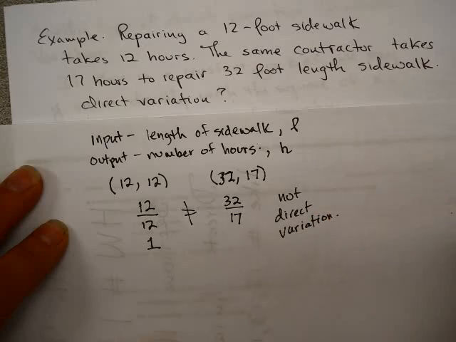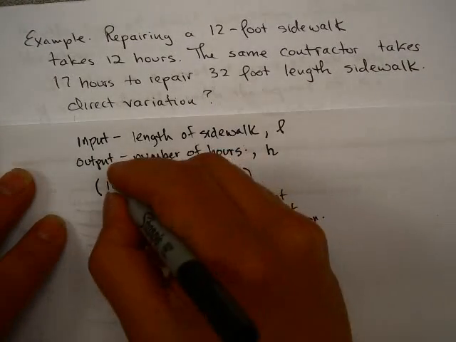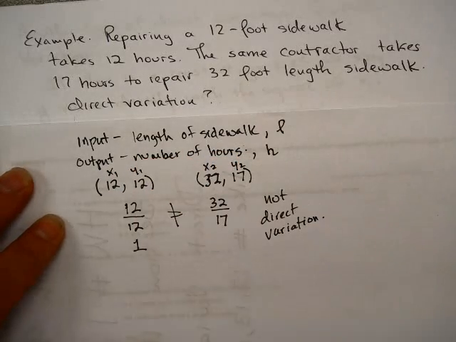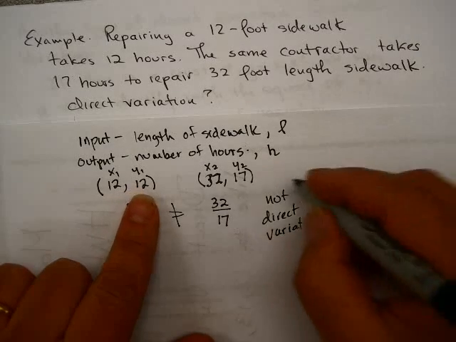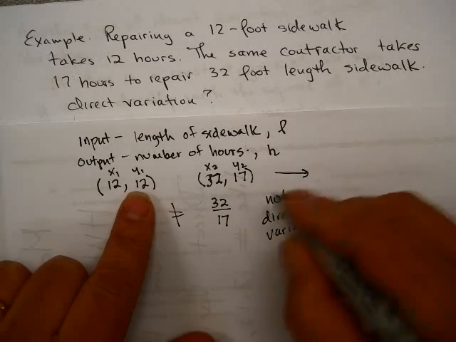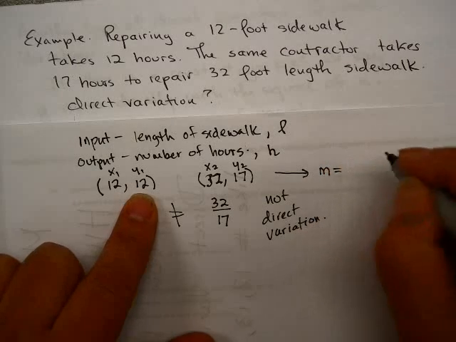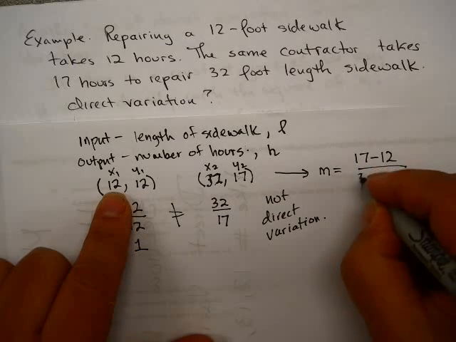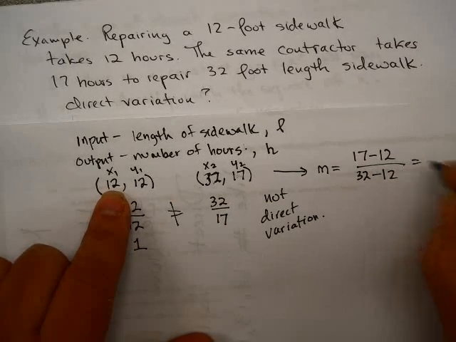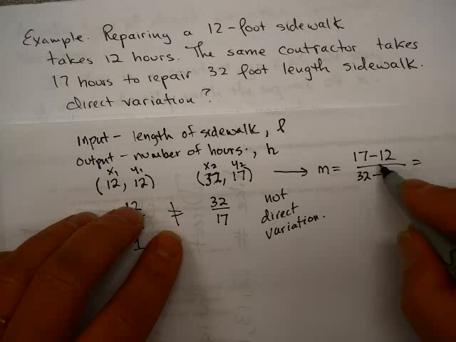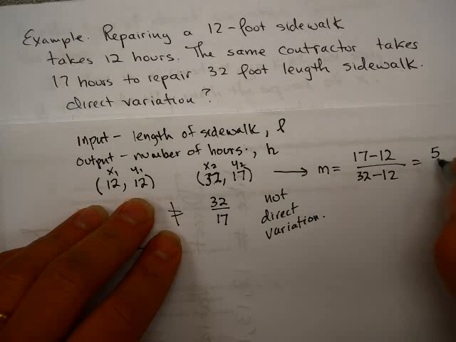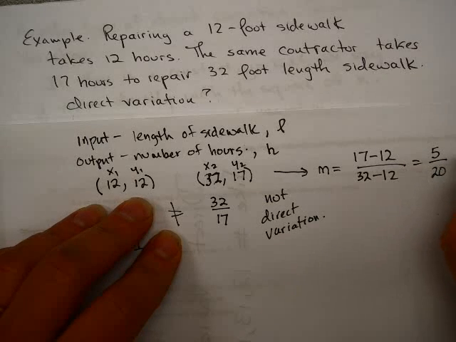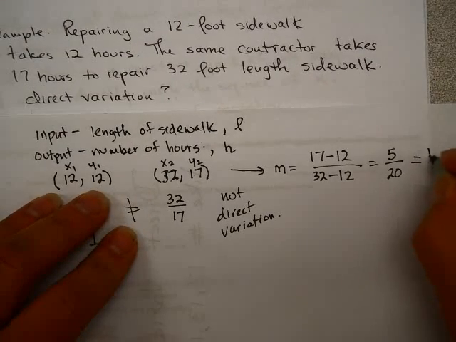So how would I find an equation? Well, you might remember from Math 93 or 92 that you have 2 points here, and I'm going to find the slope of the line. If I wanted to find a linear line, I would calculate the slope, and that would be 17 minus 12 over 32 minus 12. 17 minus 12 is what? It's 5, and 32 minus 12 is 20. So this is 1/4. So that's my slope.